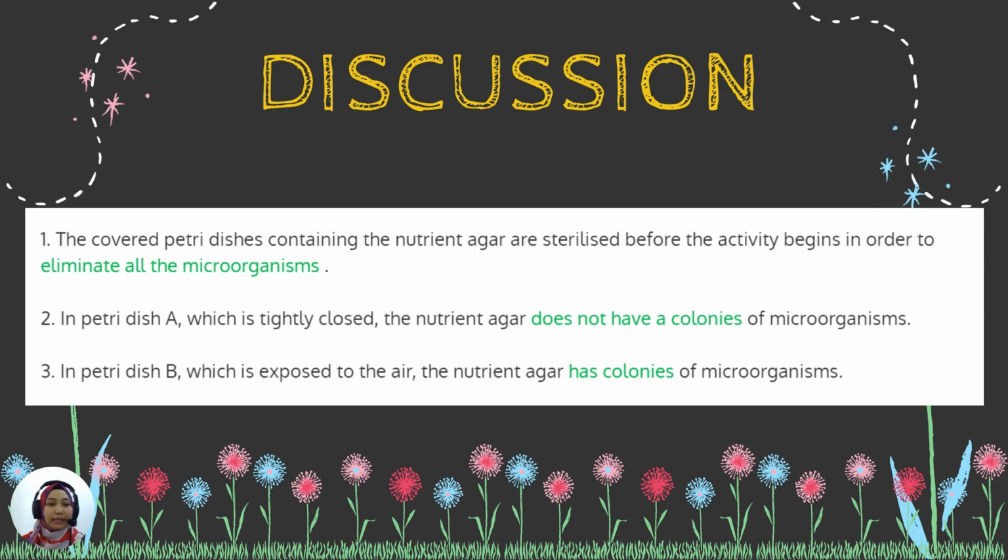Okay, we can see the covered petri dishes containing the nutrient agar are sterilized before the activity begins in order to eliminate all the microorganisms. In petri dish A, which is tightly closed, the nutrient agar does not have colonies of microorganisms, while in petri dish B, which is exposed to the air, the nutrient agar has colonies of microorganisms.